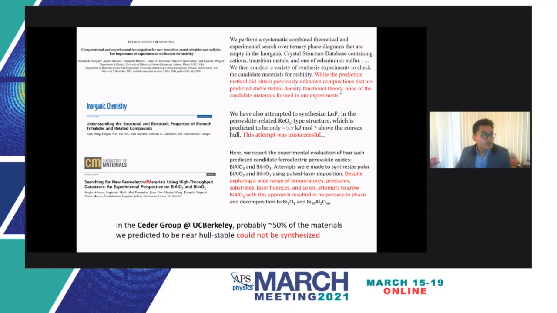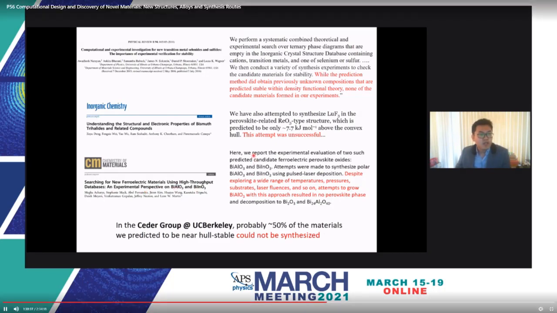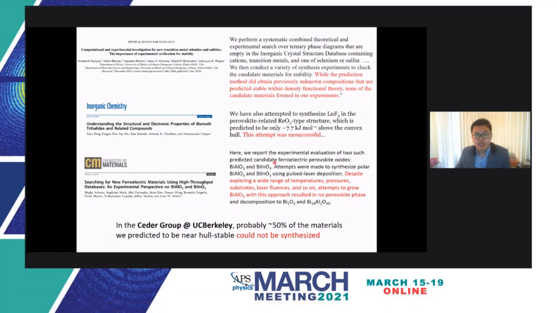This is a very recent paper searching for new ferroelectric materials using high throughput databases, an experimental perspective on bismuth aluminum oxide and bismuth indium oxide. Here we report the experimental evaluation of 2 such predicted candidate ferroelectric perovskite oxides, bismuth aluminum oxide and bismuth indium oxide. Despite exploring a wide range of temperatures, pressures, substrates, laser fluences, and so on, attempts to grow bismuth aluminum oxide with this approach resulted in no perovskite phase. Okay, so materials that are predicted to be stable or low energy hull metastable often cannot be synthesized.